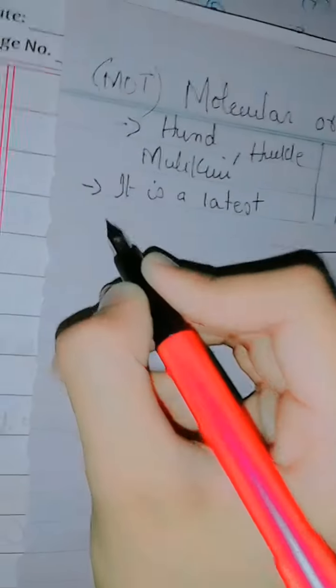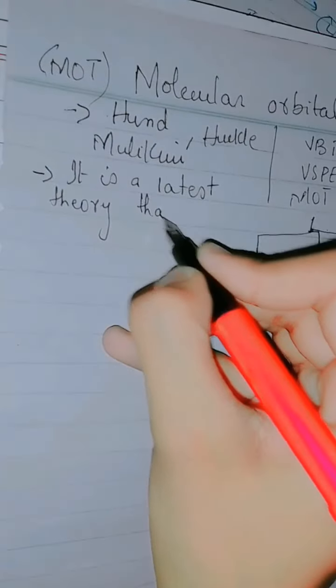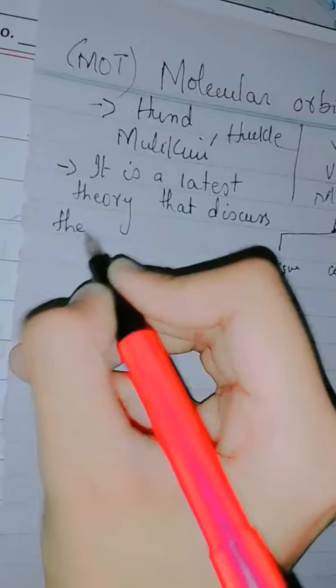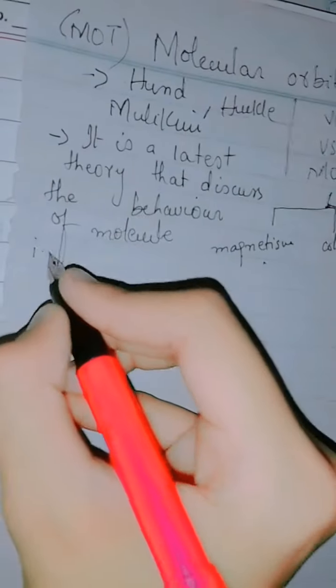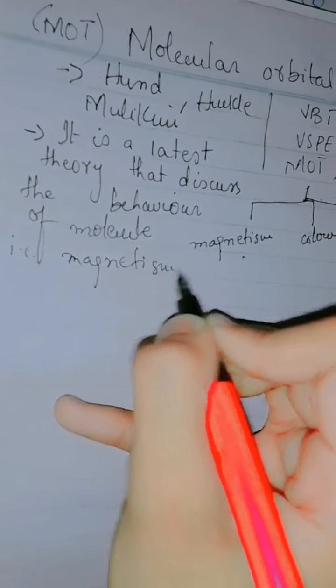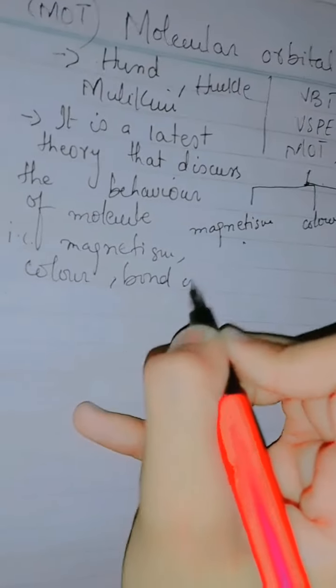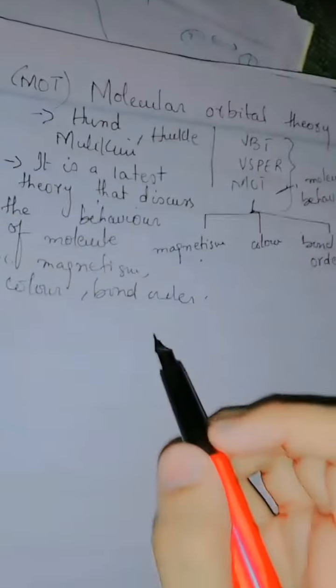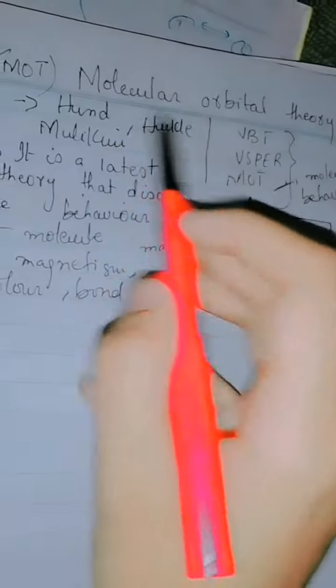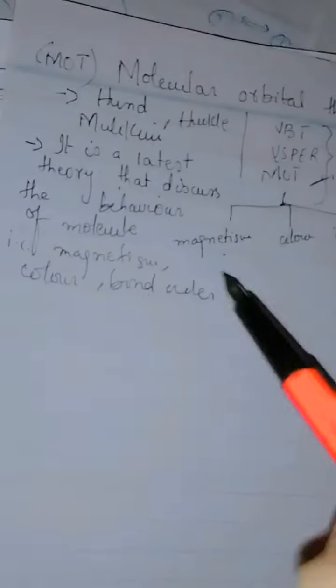If we talk about the molecular orbital theory, we can write that it is the latest theory that discusses the behavior of the molecule, or the properties of molecules, that are magnetism, color, bond order. I repeat, it is the latest theory that discusses the properties of the molecule like magnetism, color and bond order. This theory was arranged in order to get the solution of these behaviors, as they were not discussed by VBT and VSEPR.